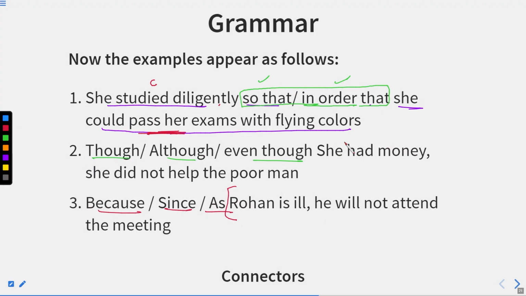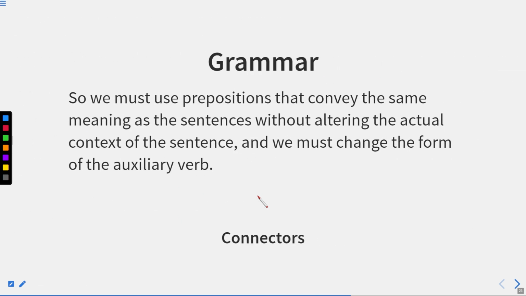Now you can see over here that when we are adding so that, we see that it is she, that is a pronoun, just after it. In though, even though, whatever it is, we had she, that is a pronoun. In the structure of because, since, or as, we have Rohan, that is a noun. So after these conjunctions we have a noun in this structure. But in this sentence, we must use prepositions that convey the same meaning as the sentences without altering the actual context of the sentence, and we must change the form of the auxiliary verb.